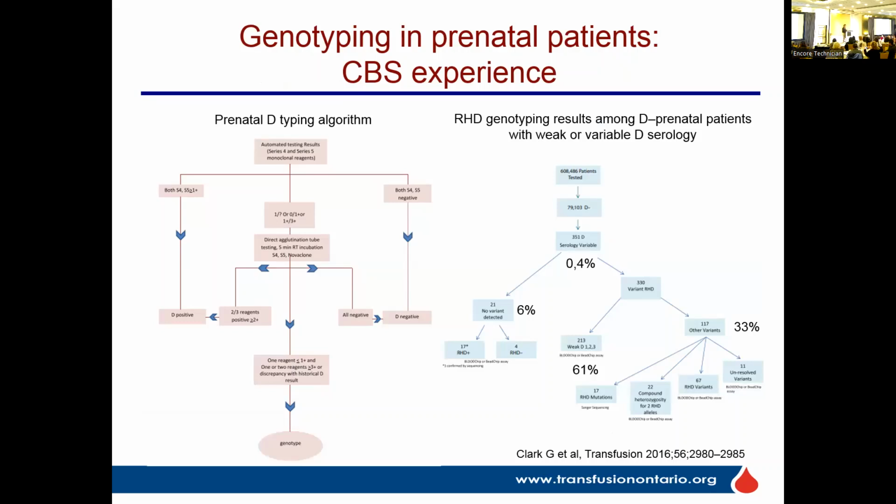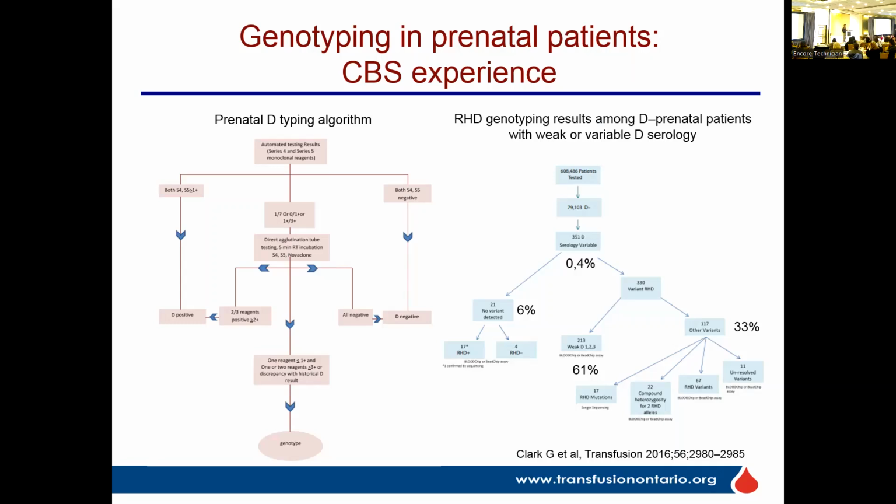From 2011 to 2014, they were using the Progenica platform by Grifols. And in 2014, they also implemented the bioarray or the Immucor platform, so some patients were tested with the Immucor platform. They were using the prenatal D typing algorithm that you see on the left of the slide. It's based on the reaction you get with 3 different anti-D reagents. I won't go into much detail. The algorithm has changed recently, but that's what you see.